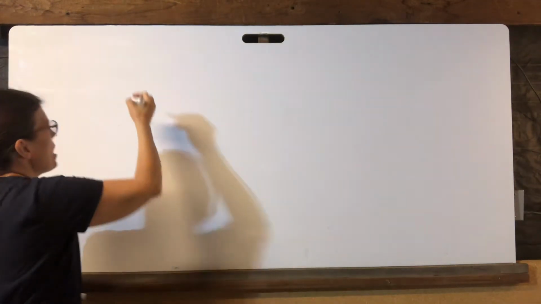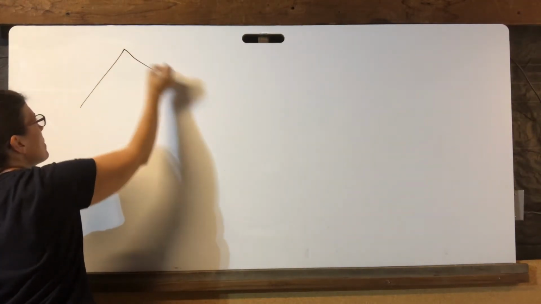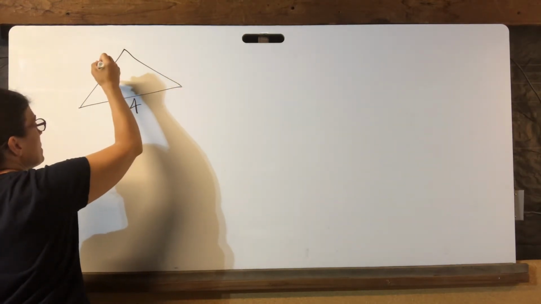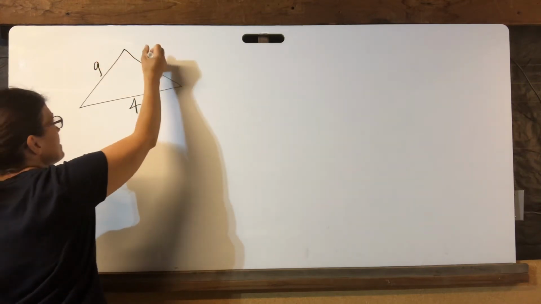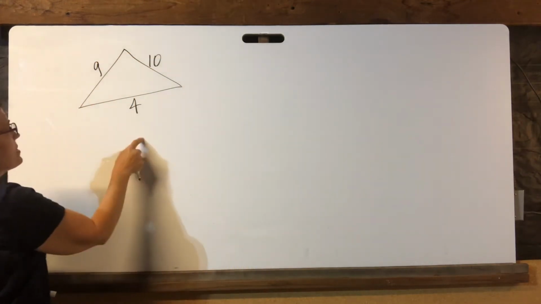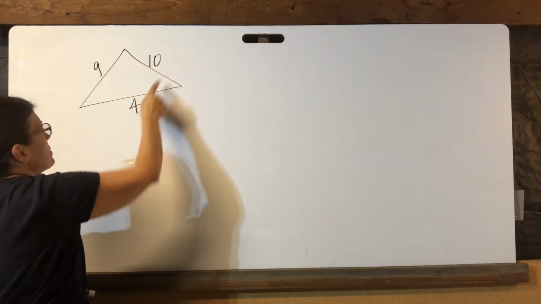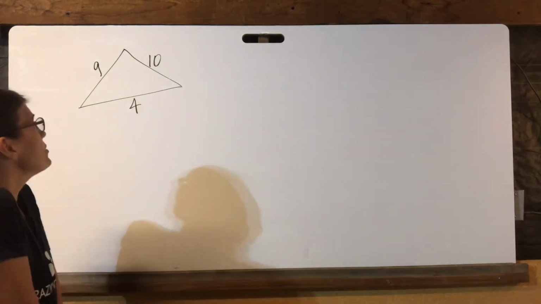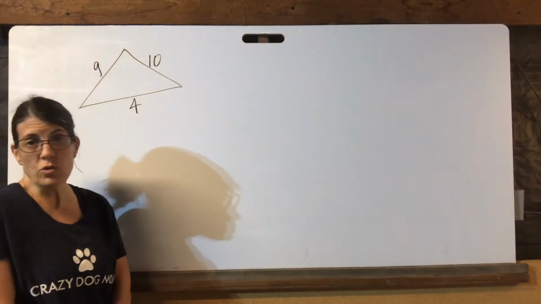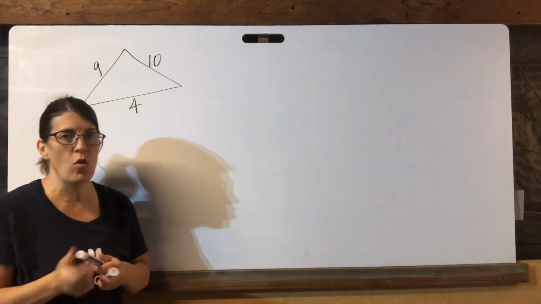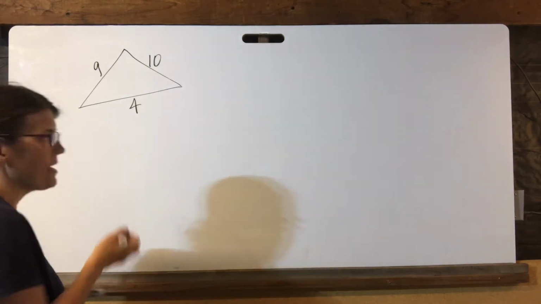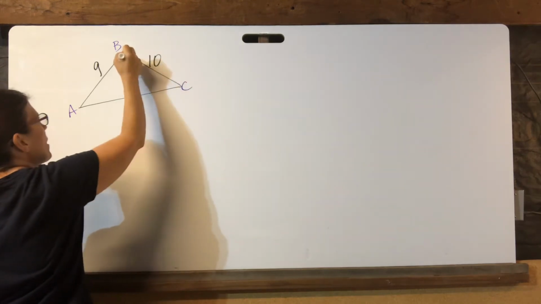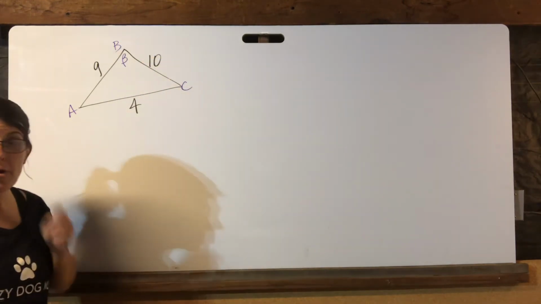How about 4, 9, 10. 13 is greater than 10, 14 is greater than 9, and 19. Okay, perfect. I wanted to make sure it was a triangle first. So you have 3 sides, and you want to find one of the angles. So let's find beta. I like beta. So there's beta.